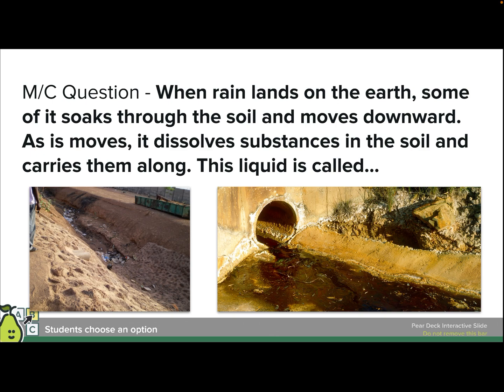Okay. Multiple choice question. When rain lands on the earth, some of it soaks through the soil and moves downward. As it moves, it dissolves substances in the soil and carries them along. This liquid is called: groundwater, osmosis, leachate, or acid rain. It is leachate. The stuff that seeps out is called leachate.